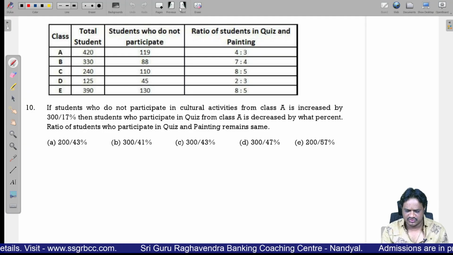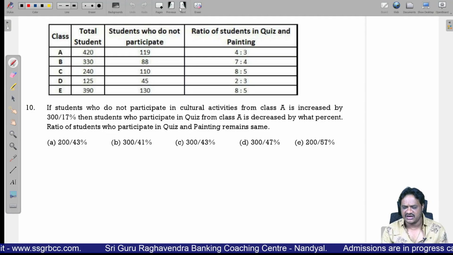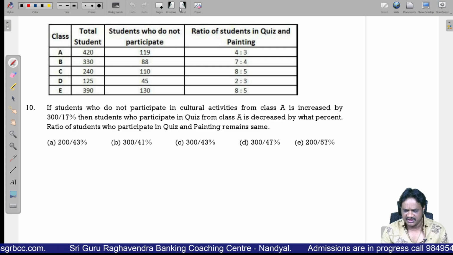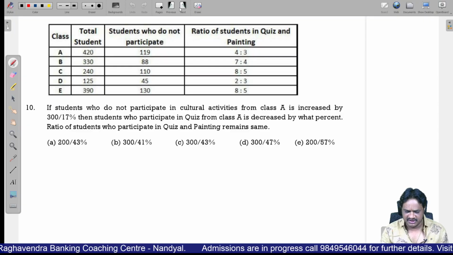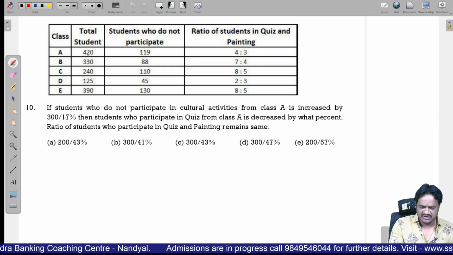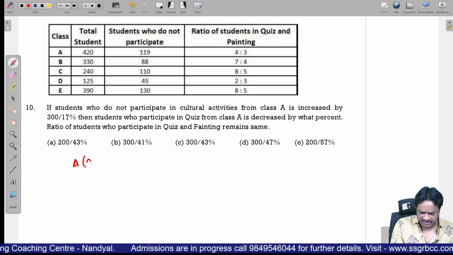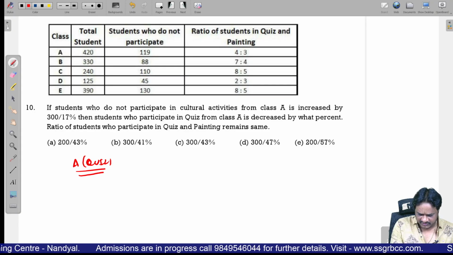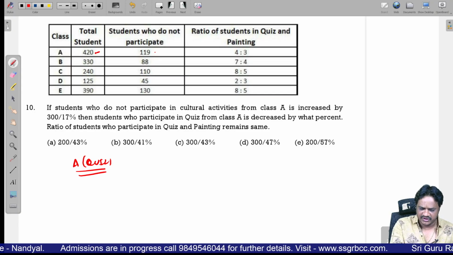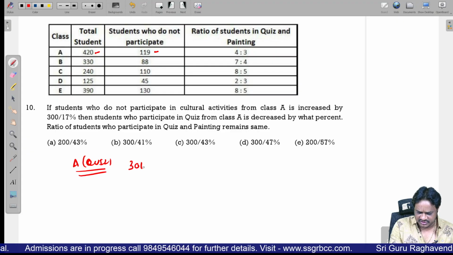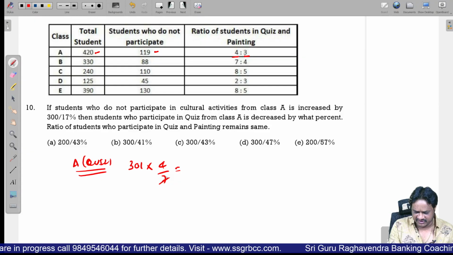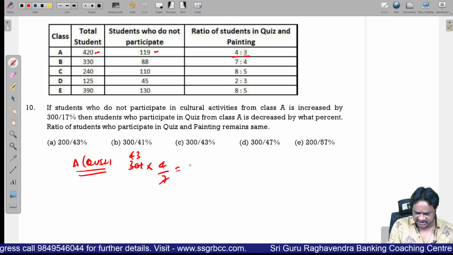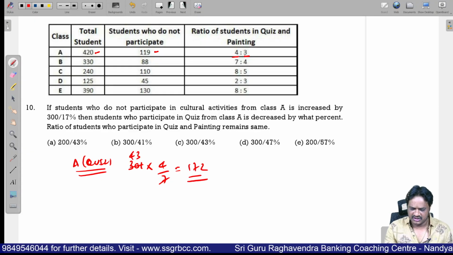If the students who do not participate in any cultural activities from A is increased by 300 by 17%, then students participating in quiz from A is decreased by what percent? Now, first of all, we have to calculate how much A quiz is. Out of 420, 119 are not participating, so 301 are participating. In this, quiz value is 4 by 7, which is 172.